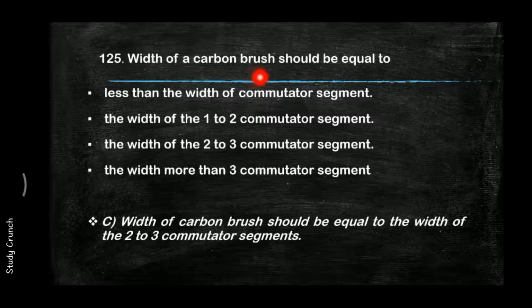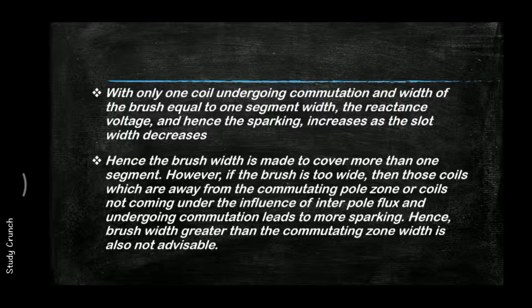Next, width of the carbon brushes should be equal to. So the answer is it should be equal to the width of 2 to 3 commutator segments. Because with only one coil undergoing the commutation and the width of the brush equal to one segment width, the reactance voltage and hence the sparking increases as the slot width decreases. Hence, the brush width is made to cover more than one segment.